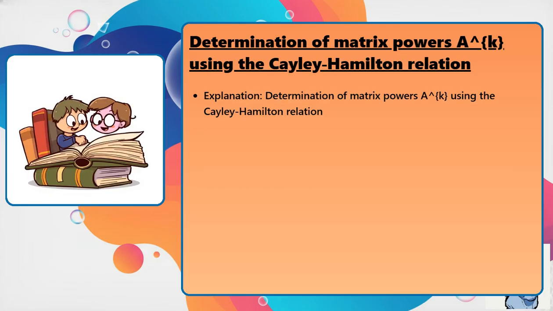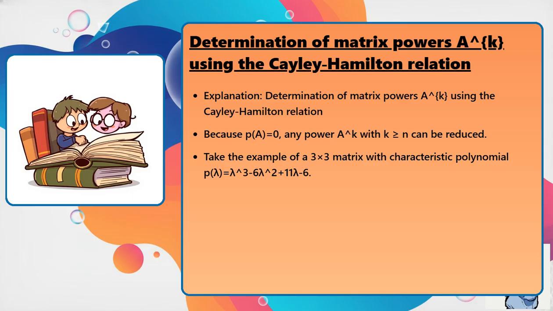Explanation: determination of matrix powers A^k using the Cayley-Hamilton relation. Because p(A) = 0, any power A^k with k greater than or equal to n can be reduced. Take the example of a 3 by 3 matrix with characteristic polynomial p(λ) = λ³ − 6λ² + 11λ − 6. Cayley-Hamilton gives A³ − 6A² + 11A − 6I = 0. Therefore, A³ = 6A² − 11A + 6I.